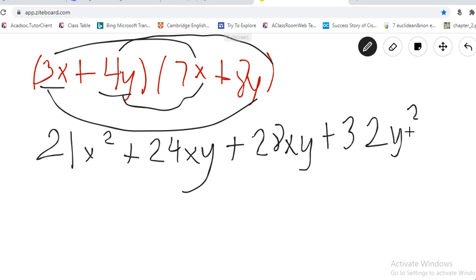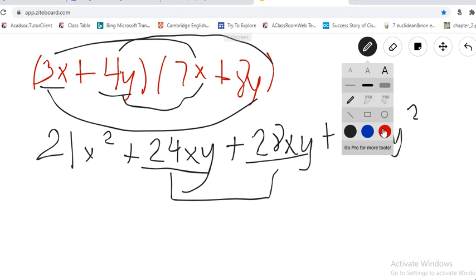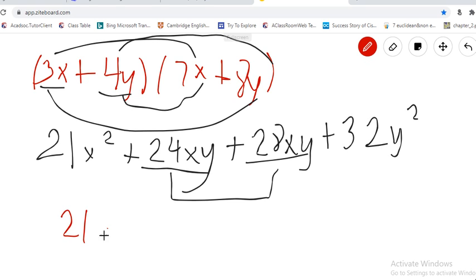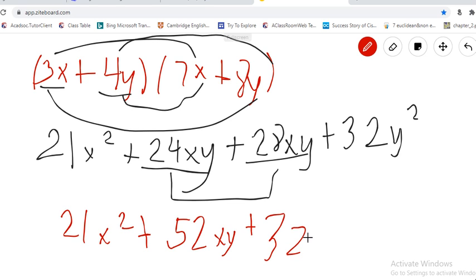Now, this is not yet simplified. Why? Because there are still two terms that are not combined. So always remember to combine like terms, especially when you are multiplying this kind of polynomial. So we have to add this one so that we can get the final answer. So the final answer will be 21x squared plus 52xy plus 32y squared. Okay, so this is now the final answer for the first given in multiplying a binomial by a polynomial.